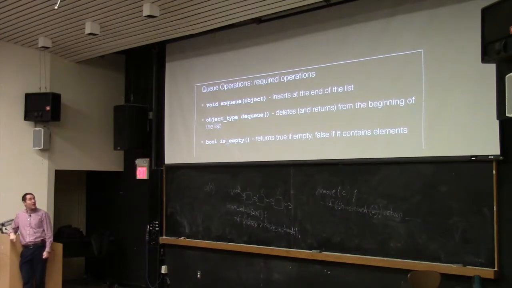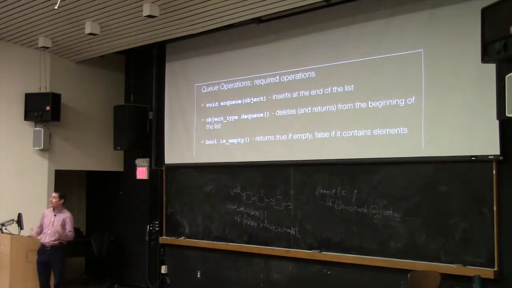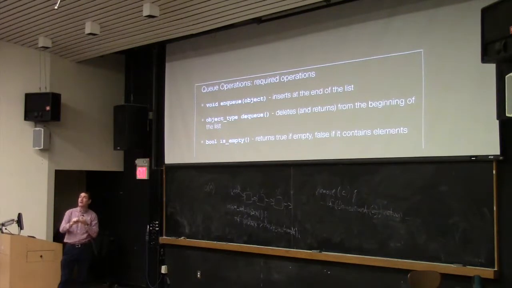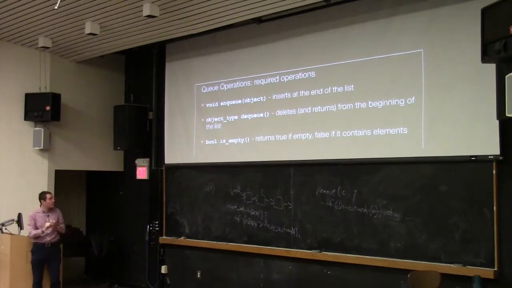You can also have dequeue, which deletes and generally returns from the beginning of the queue. The beginning of the list or the queue. So in other words, you dequeue, and the first person gets returned. The first object gets returned. I just say object type there because it could be anything. It could be an integer, it could be a card, it could be whatever. For the homework assignment, I believe it's just a student gets enqueued and dequeued. And then we have isEmpty, which just says if it's empty or not.